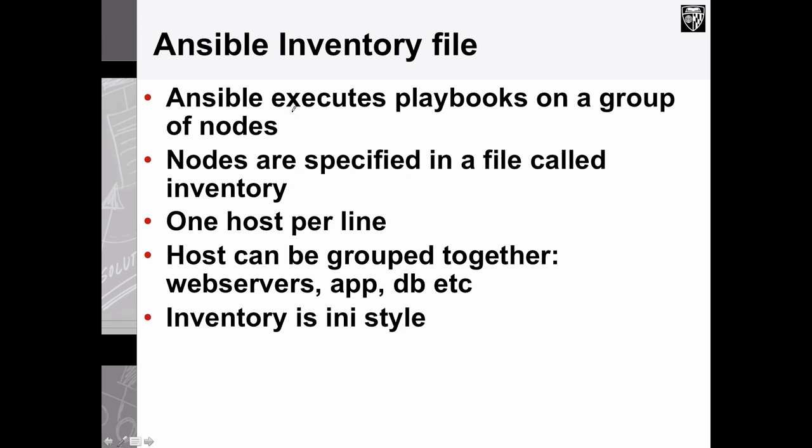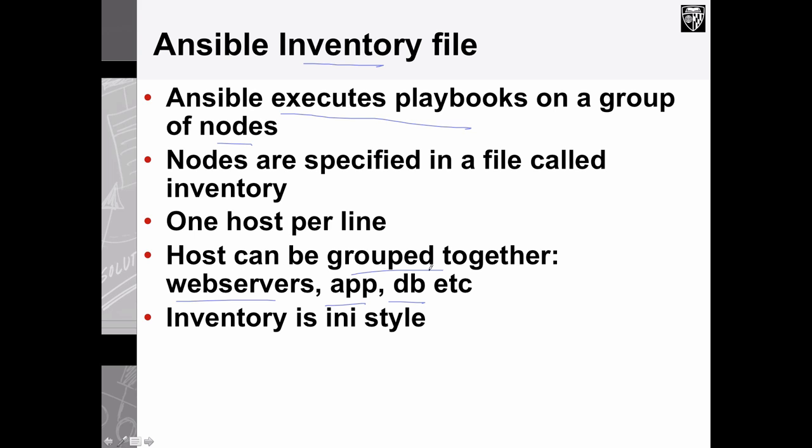So now that we know what Ansible is, how do we tell it the IP addresses or host names of the instances that we want to manage? Ansible uses a file called an inventory file, which specifies, hey, execute these playbooks on this group of nodes. Essentially, this inventory file is a list of IP addresses or host names that are specified one line at a time.